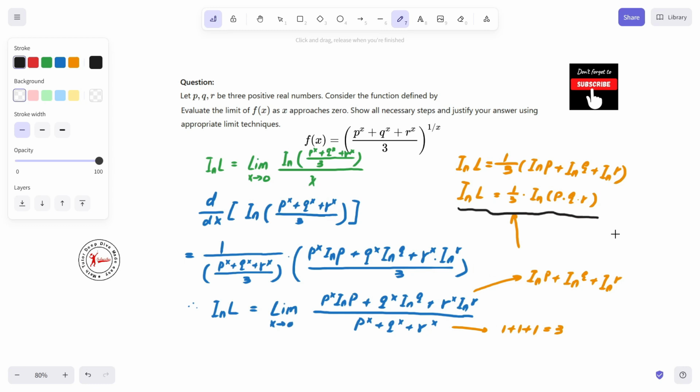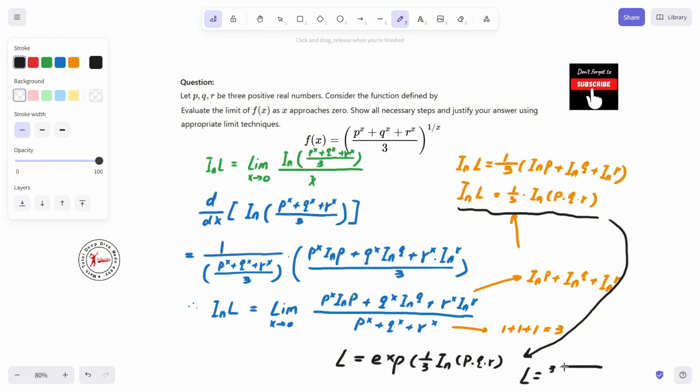Now we exponentiate both sides, because we originally took the natural log of L. So now L is equal to the exponential of 1/3 times the natural log of p times q times r. That simplifies to the cube root of the product p times q times r. So the final answer is, the limit of the original expression, as x approaches 0, is the cube root of the product of p, q, and r.